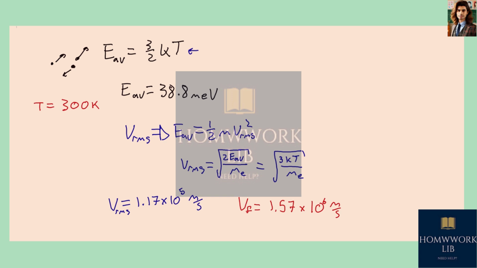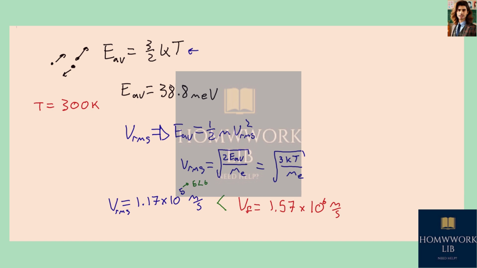And in the problem it asks us to compare, which the comparison's pretty easy. Obviously, the velocity of the electrons at the Fermi level is much faster by an order of magnitude. You see, if you compare the exponents, 5 is definitely less than 6.